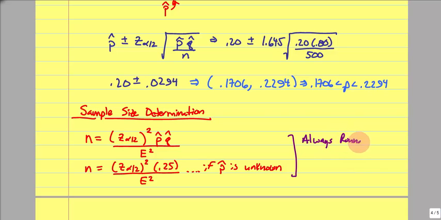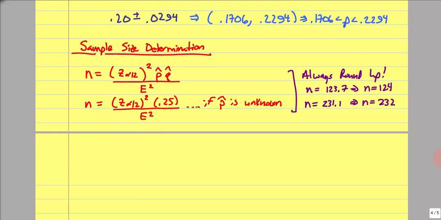So if we talk about always rounding up here, what if I have n equal 123.7? Okay, well that's obvious. I round this up to 124. What if I had n equal 231.1? Well, I have to round this one up as well, because if I round it down, I won't have quite the number that I need to achieve a particular margin of error and a particular level of confidence. I'll be slightly under that. So again, you always round up to the next integer for any of these sample size determination problems. Let's go ahead and work some of these as an example.